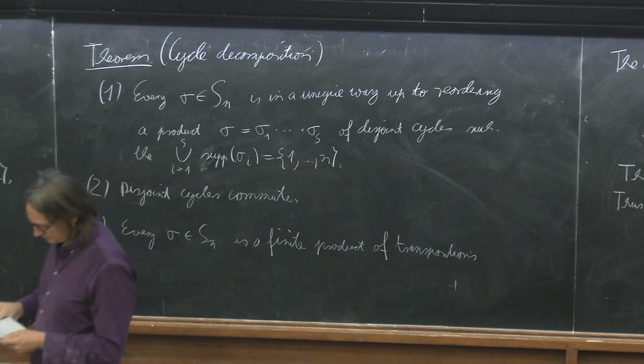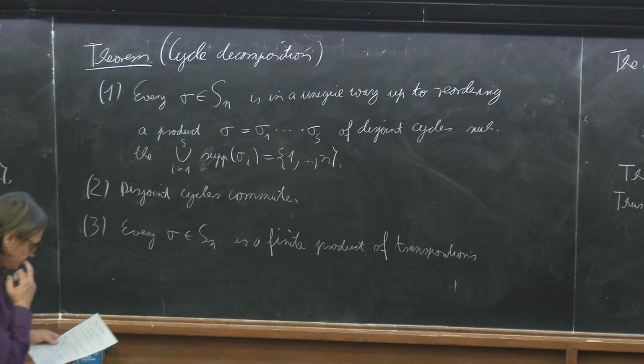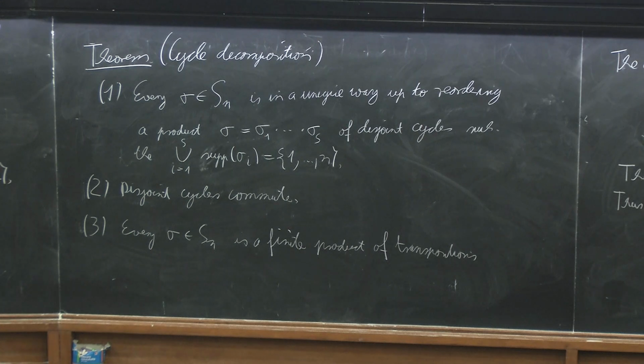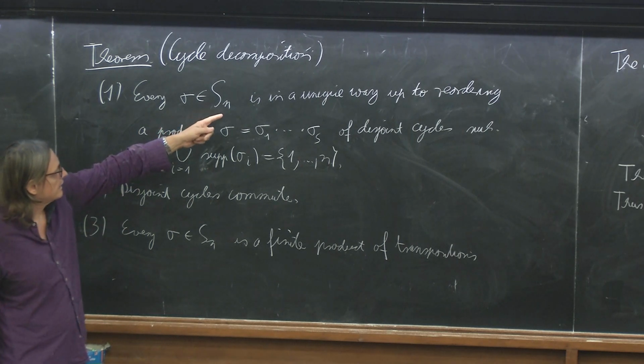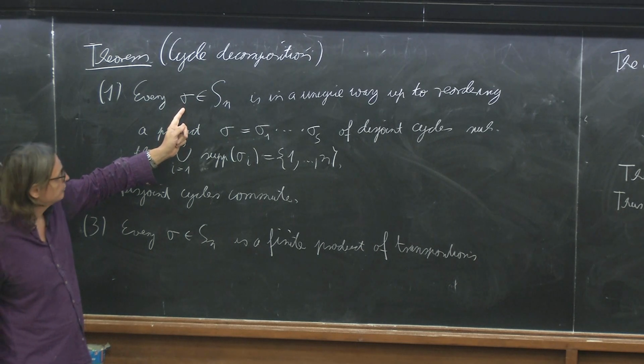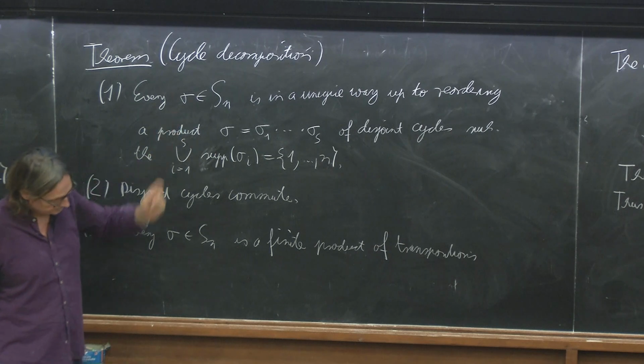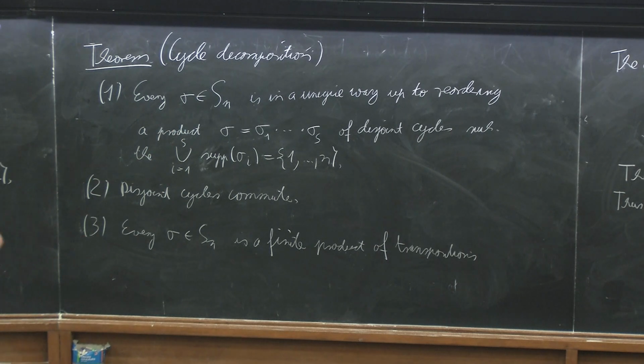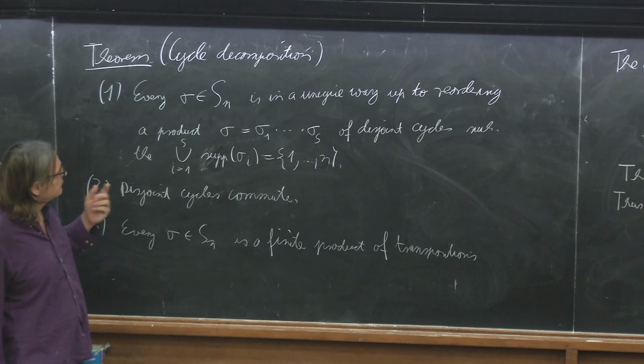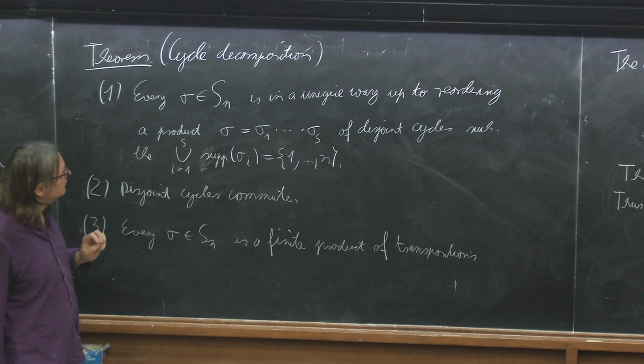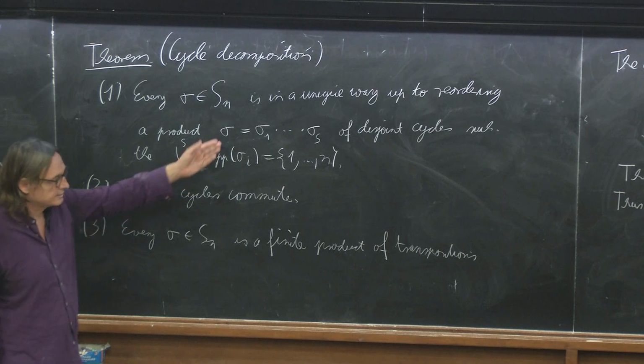Okay, let's try to do that. So the 2 and 3 are kind of trivial, so the only one where we have to work a little bit is this one. And how do we want to do it? We will look at the subgroup of Sn generated by sigma, so the corresponding cyclic subgroup. This subgroup acts on the set 1 to n, just as the symmetric group acts on the set 1 to n. And then we have a decomposition of the set 1 to n into orbits. And this decomposition into orbits gives us precisely the cycle decomposition.